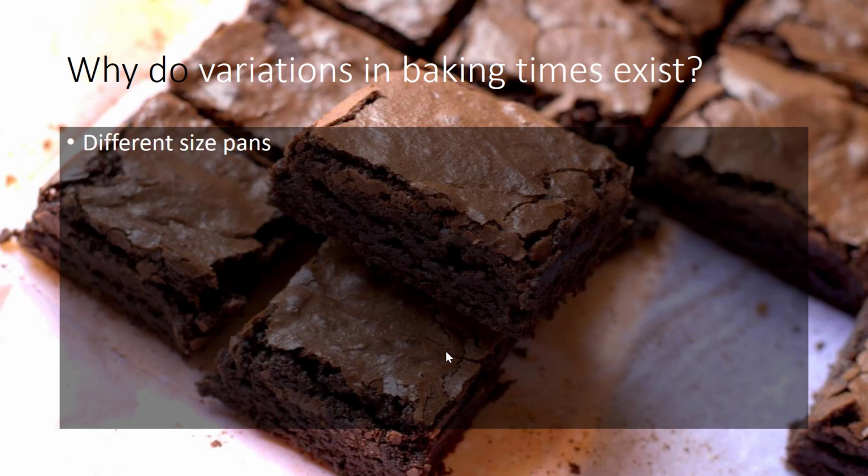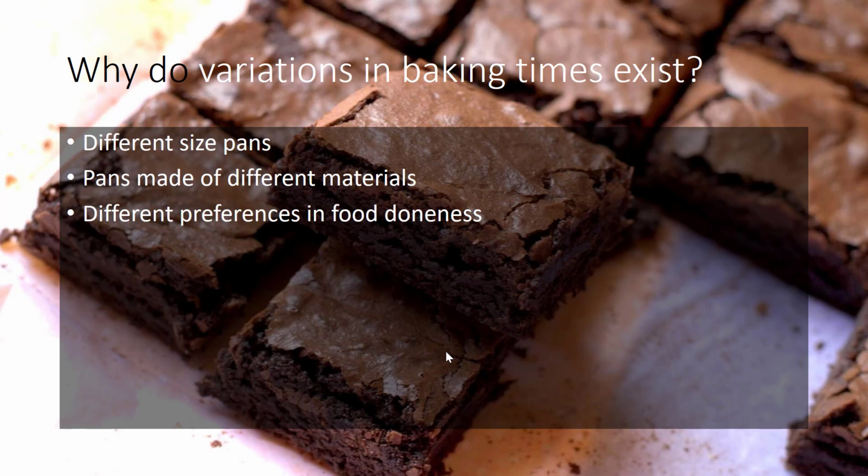One answer is that there are different sized pans. Sometimes pans are made of different materials, which may cause baking times to vary. Some people have different preferences of food doneness. For example, some people like very crisp or crunchy brownies or cookies. Other people prefer them to be softer or moister. Also, ovens may run hot or cold. Even though your oven says that it's heated to 350 degrees Fahrenheit, it might be slightly warmer or colder than that. These are just a few reasons that variations in baking times exist.